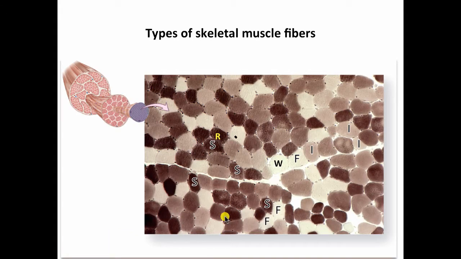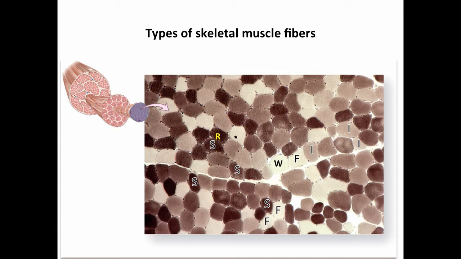Muscles contain three different types of fibers, and a single muscle will contain all of these different types of fibers, but may contain more of one type than the other. Red fibers are red because they contain large amounts of myoglobin, which is the oxygen carrying protein of muscles, and large numbers of mitochondria, and they rely on oxidative phosphorylation for the production of ATP.